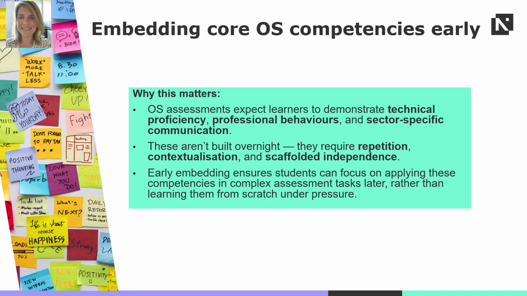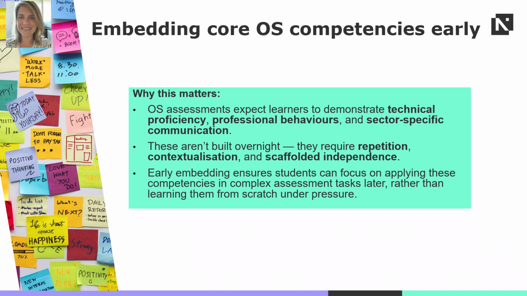One of the most impactful ways to strengthen learner outcomes in occupational specialism is to embed core competencies early and intentionally. Why does this matter? Well, OS assessments aren't just about knowledge. They expect learners to demonstrate 3 things: technical proficiency in sector-specific tasks, professional behaviours, and effective communication in the workplace context. But here's the catch. These aren't skills that appear overnight. They need to be repeated, contextualised, and built with scaffolded independence.